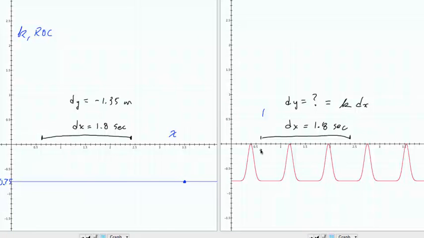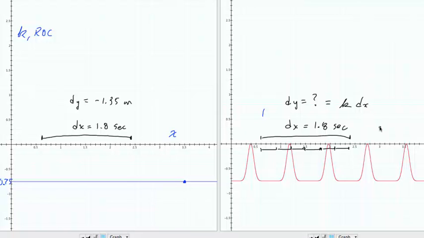And what I'm going to do is split up this dx into separate intervals of 0.3 seconds. So from 0.6 to 0.9 to 1.2 to 1.5 to 1.8 to 2.1 to 2.4. Did I make a mistake in there somewhere? So I'm going to break this down into intervals. I'm going to look at smaller intervals.